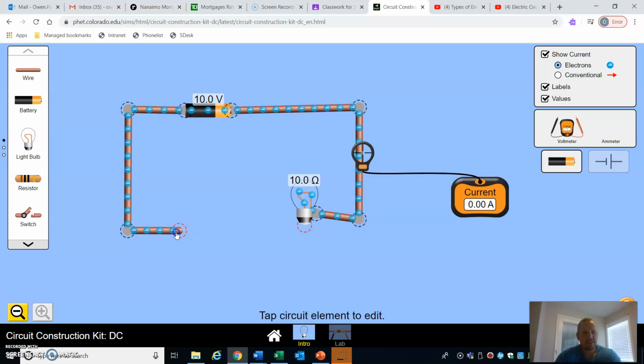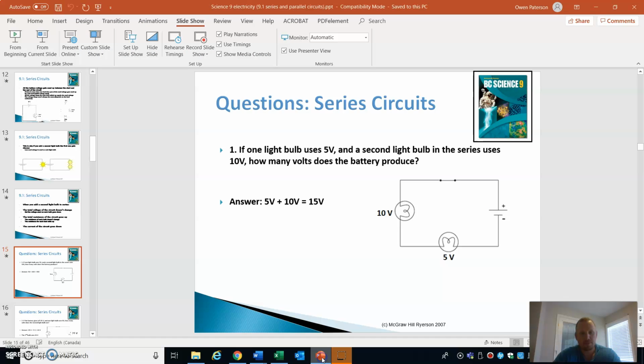Now, if I add a second light bulb, that's also 10 ohms. If we look here, these little lines here, there's less voltage used on each of these, and the current went down. You guys see that? So same voltage, same resistance, but both bulbs got dimmer and the current went down.